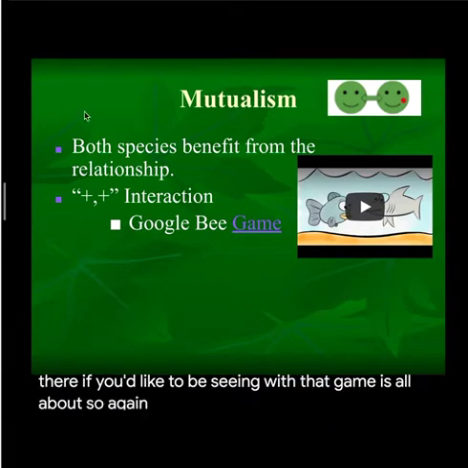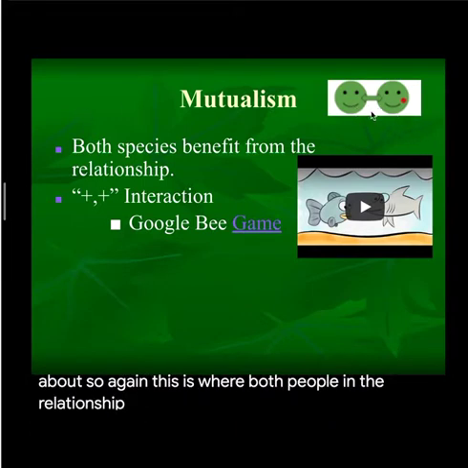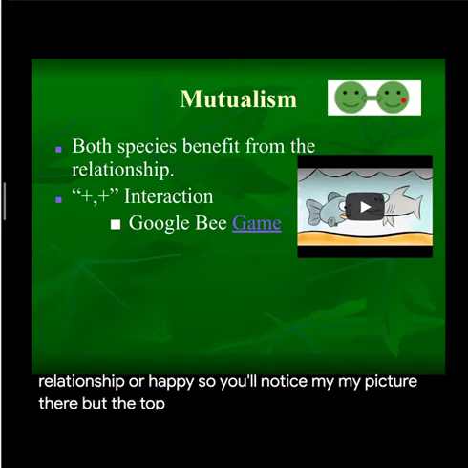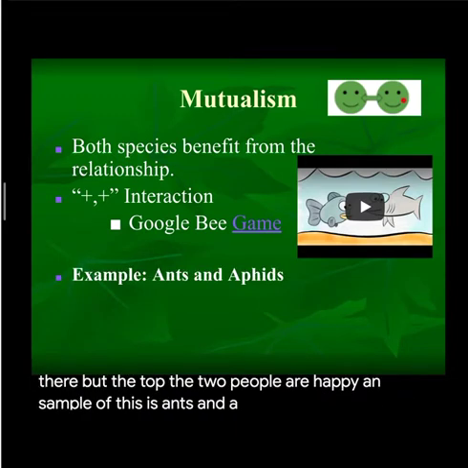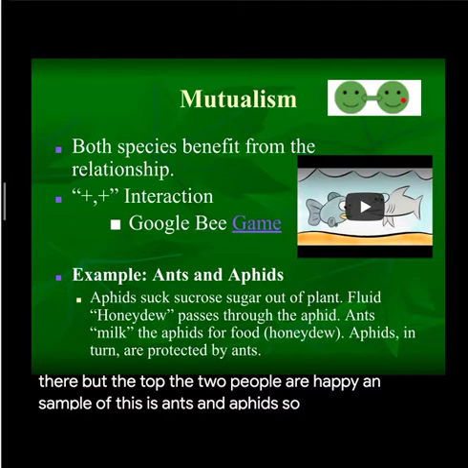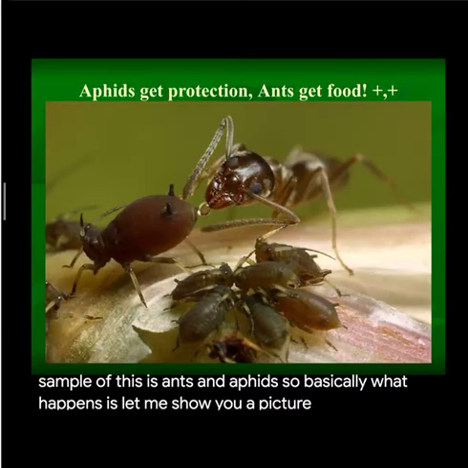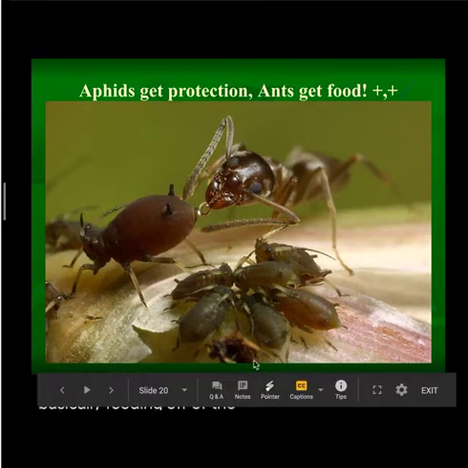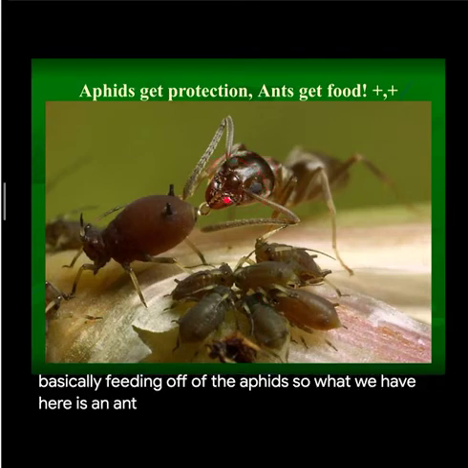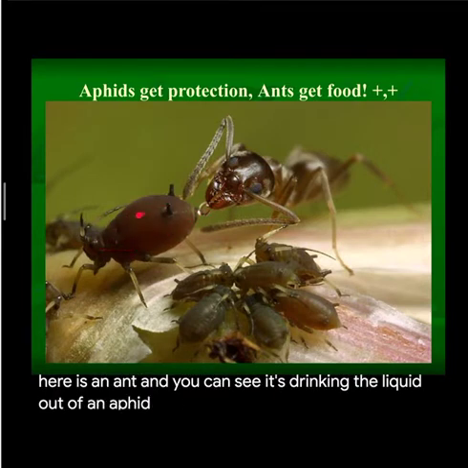So again, this is where both people in the relationship are happy. You'll notice my picture there up at the top. The 2 people are happy. An example of this is ants and aphids. Let me show you a picture. These ants are basically feeding off the aphids. So what we have here is an ant, and you can see it's drinking the liquid out of an aphid. This is an aphid.